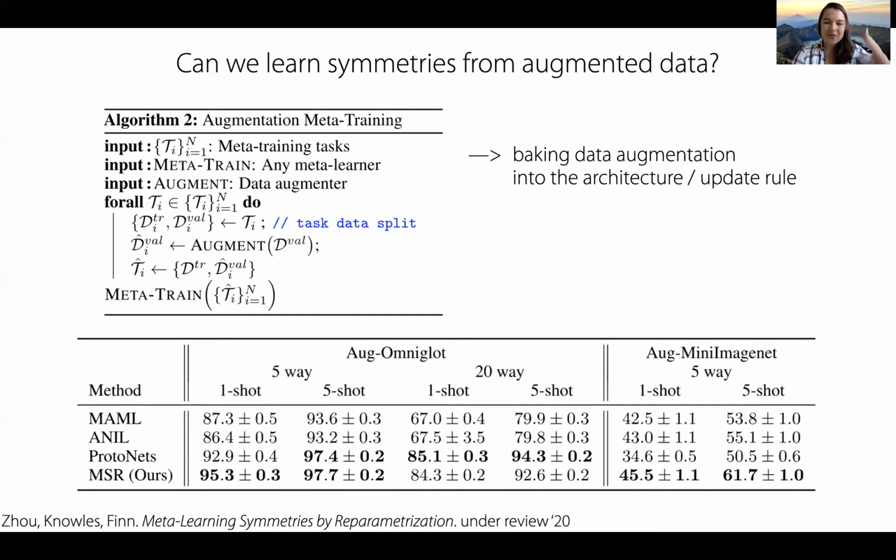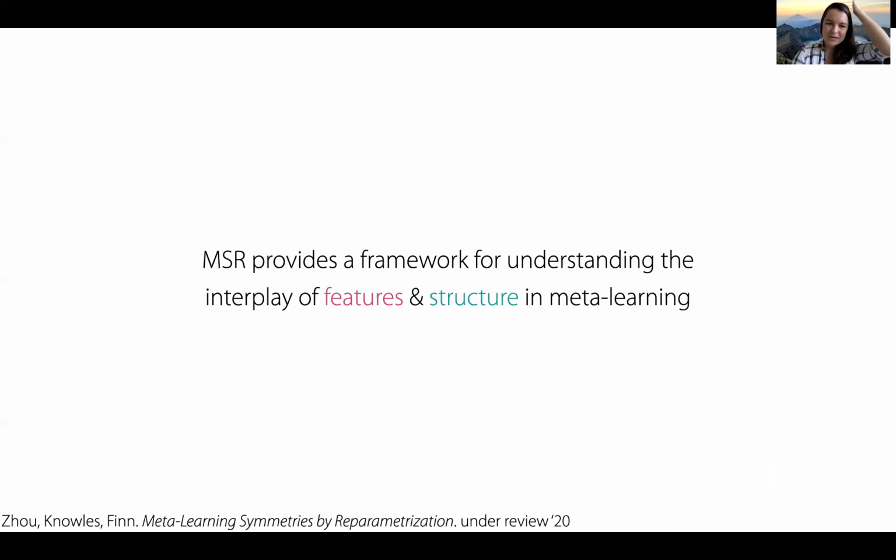Okay, to summarize, I think that this reparameterization of equivariant structure and weights provides a framework for understanding the interplay of features and structure in meta-learning. It allows us to decompose whether features and structure are having an effect on the fast adaptation process. And I hope that it may also provide a number of interesting directions for future work that allow us to actually try to extract structures from different natural data sources and use that structure to understand the data or to better learn other tasks.